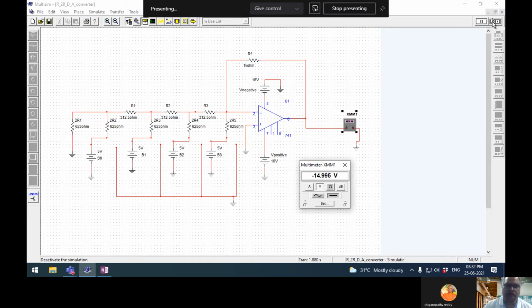If you want to change, this is the LSB. So 1, 1, 1, 0. If that is the case, we should get 14. This I am removing, connecting it here. Again run the program. So minus 13.995 is equal to minus 14. Like that, all these things one by one you can verify perfectly, you will get it. So this is the simple D to A converter.